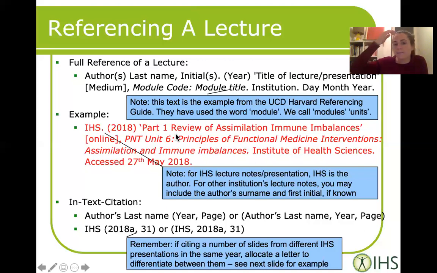So all the part names. Let's say if it was Unit 1, Part 1, it would be Part 1, Statistics on Chronic Disease. That would be the name of the part. Or Part 2, Introduction to the Functional Medicine Model. You got it online, that's the medium. And then you've got to put the module code and title. We call our modules units, so it's the unit code and the unit title.